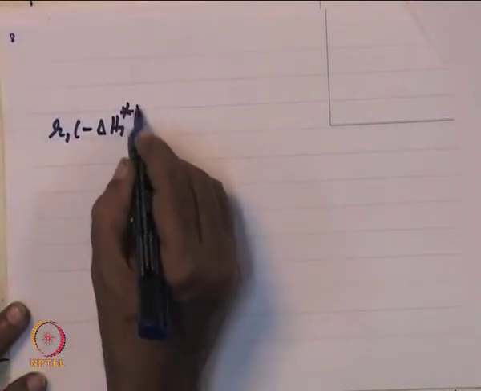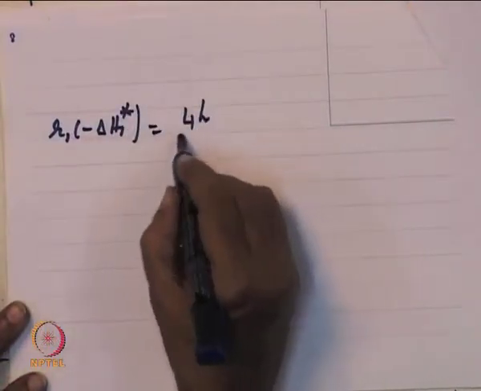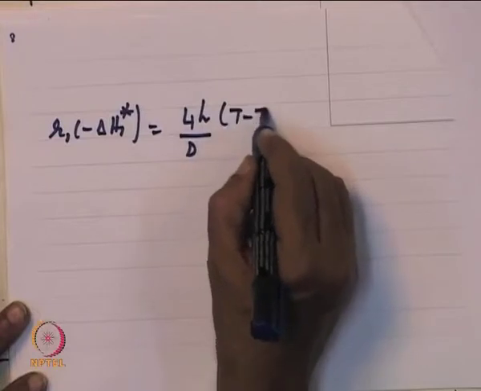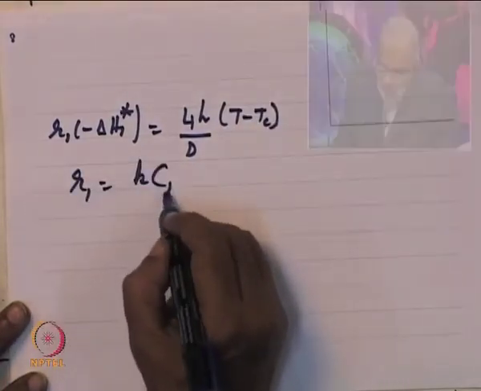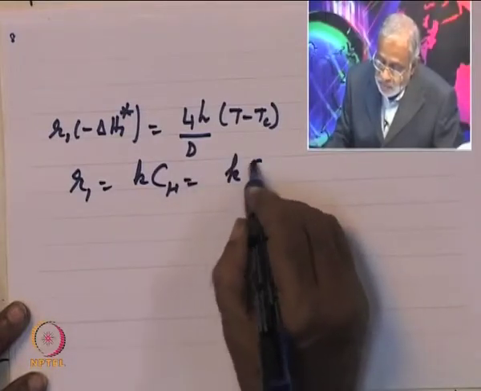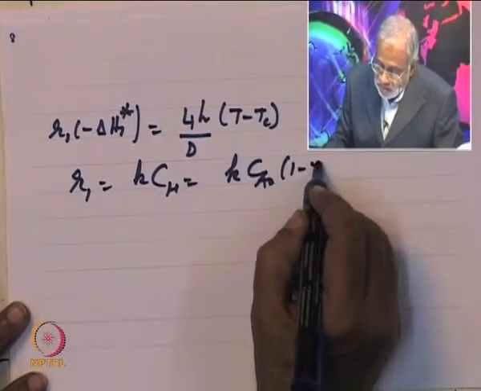Now that we know that R1 times minus delta H1 star equals 4H by D times (T minus TC). What is R? We can say it is K times CH, we said. So, it is K times CA0 times (1 minus X).